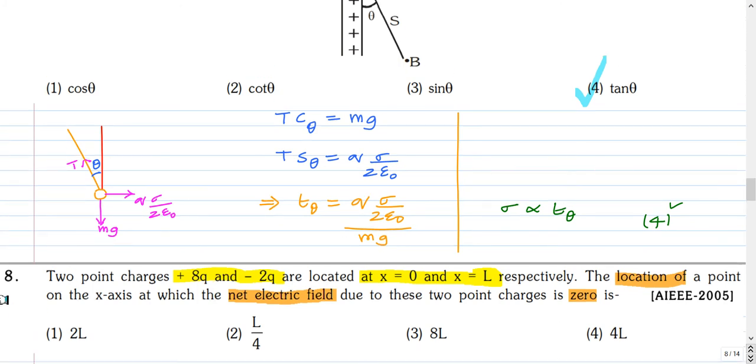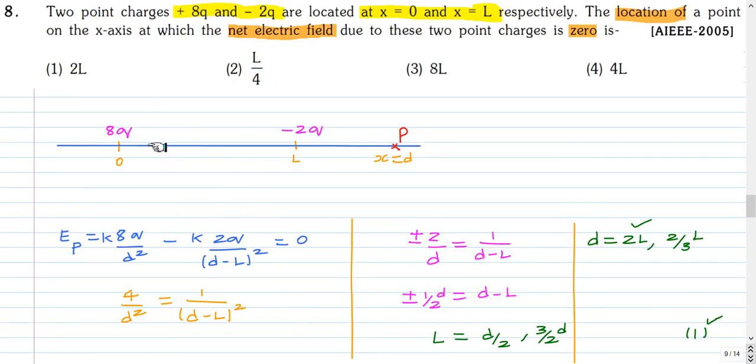This is the next question. 2 point charges plus 8q and minus 2q are located at x equal to 0 and x equal to L respectively. The location of a point on the x-axis at which the net electric field due to these 2 point charges is 0 is... You can pause and attempt this question. So the charge 8q is placed at x equal to 0 and minus 2q at x equal to L. So somewhere the electric field is 0, so we have to find that position.